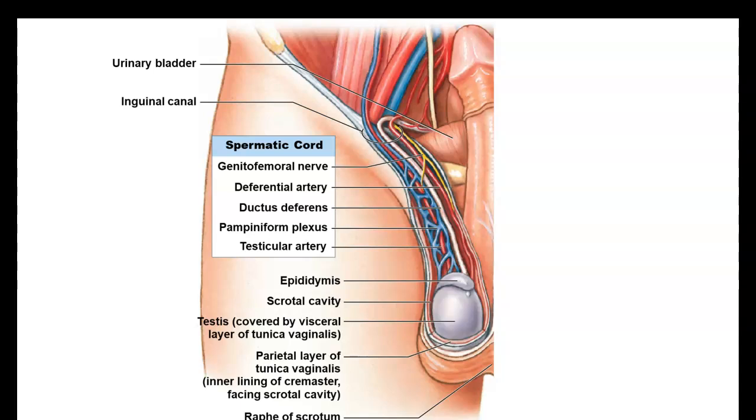So that testis is going to actually sit inside of the scrotal cavity, and of course it is going to be covered in layers, and so it's going to have a visceral layer, which is called the tunica vaginalis, and then it has a parietal layer of the tunica vaginalis. It's going to be on the outer portion.